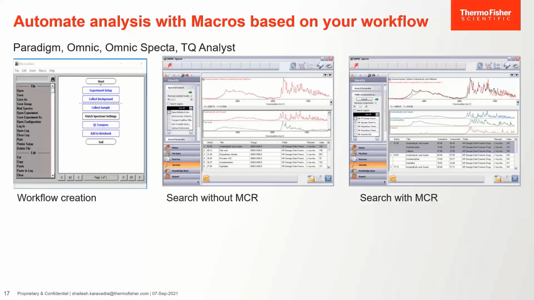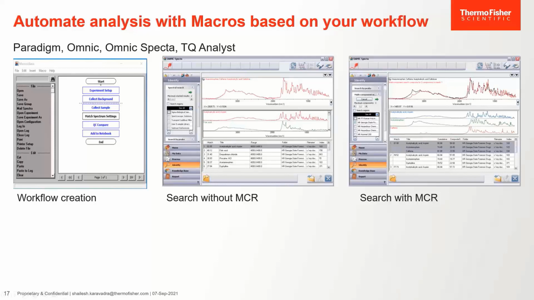Now, showing an example of how easy it is to use such analyzers when you can automate the analysis with macros based on your workflow. We use several software packages. We use Paradigm software for our Summit FTIR. We use Omnic Specta, or TQ Analyst, depending on the analyzer. For example, Omnic is a spectroscopy-based software, and it can be combined with Omnic Specta to do the raw material identity analysis.